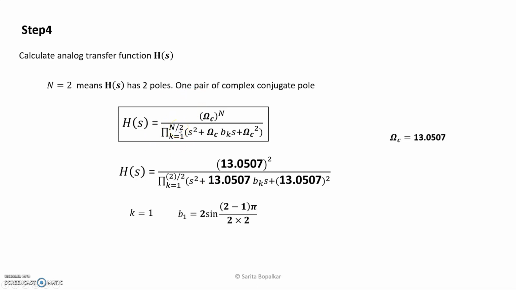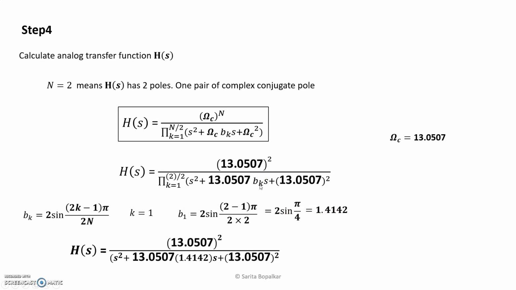So we have to calculate b1 only: 2 sin((2k minus 1)π divided by 2N). N is 2, K is 1. So we'll get bk or b1 as 1.4. Put it in this equation. We'll get H(s), and let's calculate it. We'll get this H(s). So this is the Butterworth analog transfer function.